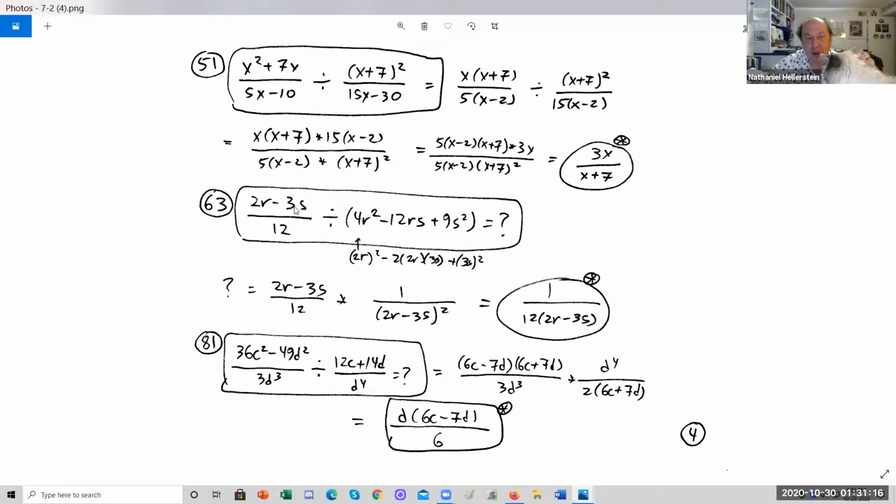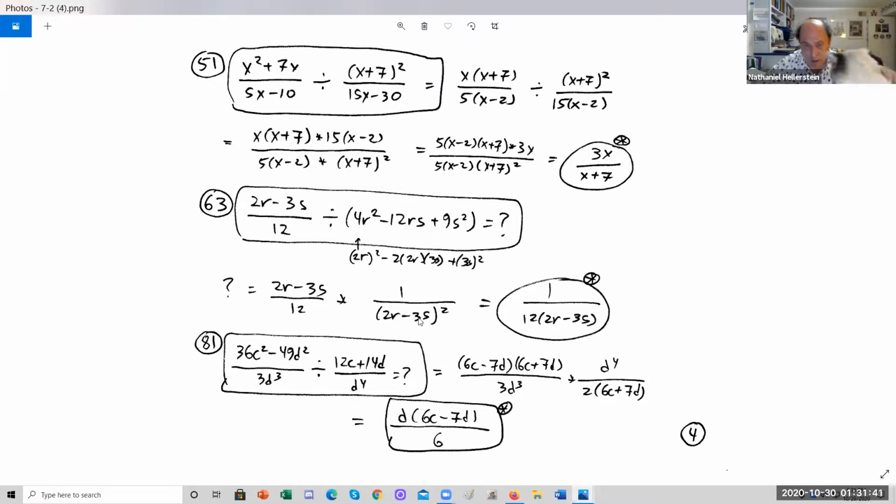You have (2r minus 3s) over 12 divided by (4r squared minus 12rs plus 9s squared). All right, again, I think this looks like it's right. This is the square of 2r. This is the square of 3s. And 2r times 3s times negative 2 is a negative 12rs. So we have a perfect square of a difference, the square of (2r minus 3s).